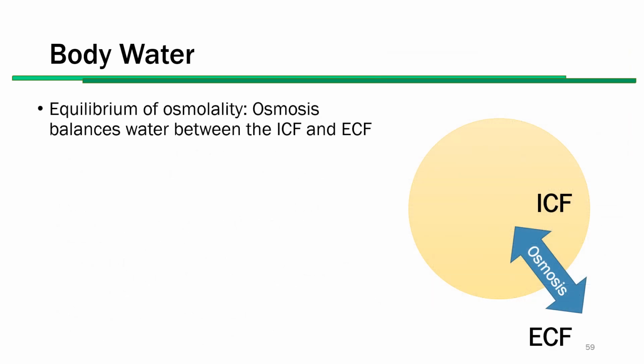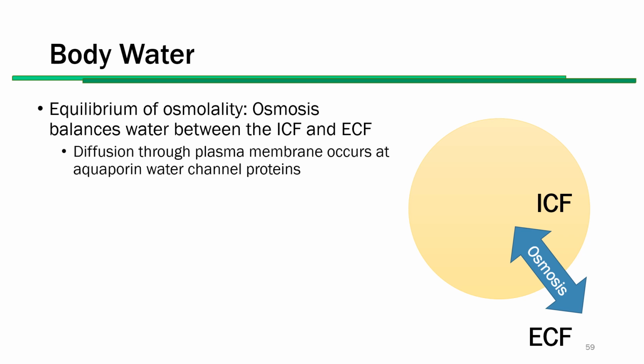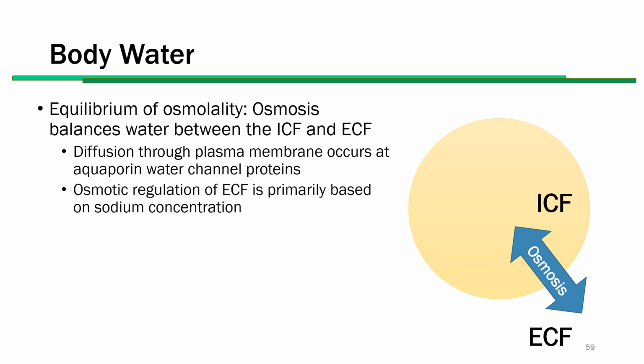Equilibrium of osmolality. Osmosis balances water between the intracellular and extracellular fluids. Diffusion through the plasma membrane occurs at aquaporin water channel proteins. The osmotic regulation of the extracellular fluids is primarily based on sodium concentration. Remember that most of the extracellular fluid ions are sodium, so there's more sodium out here than there is intracellularly.